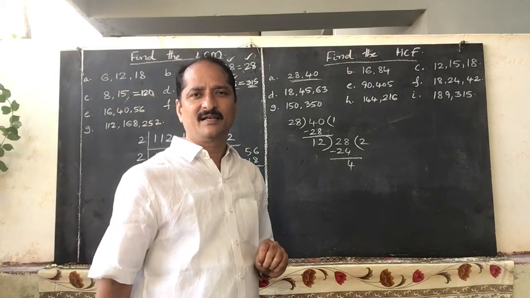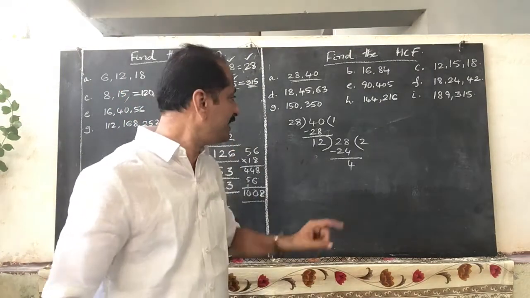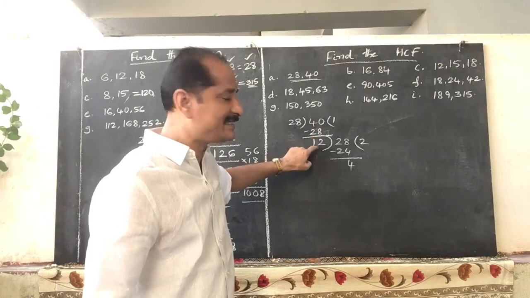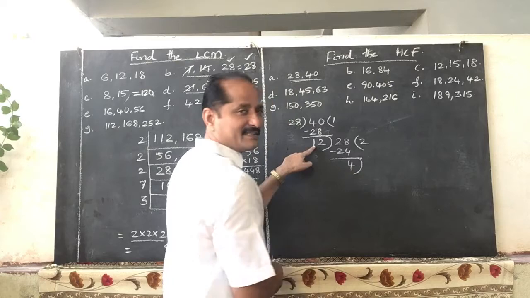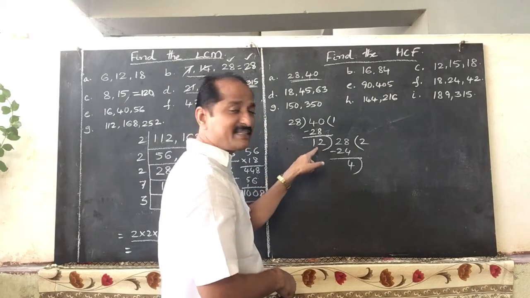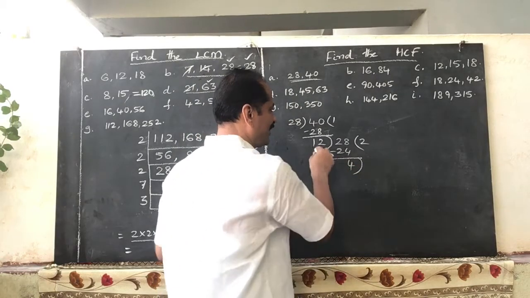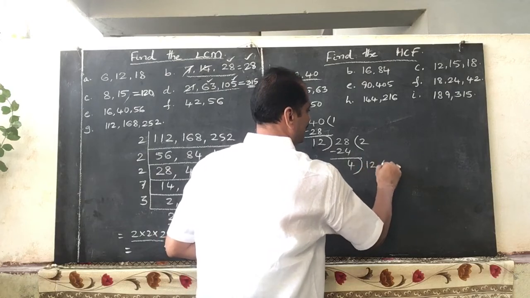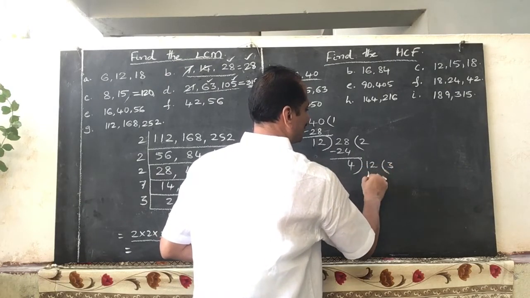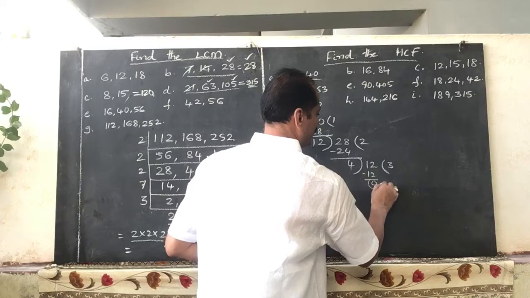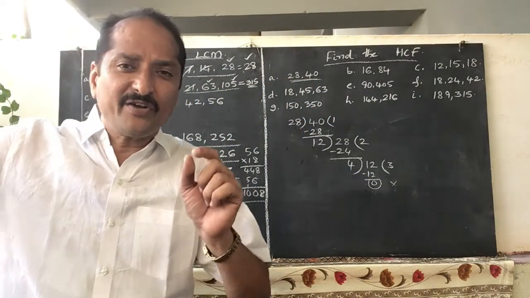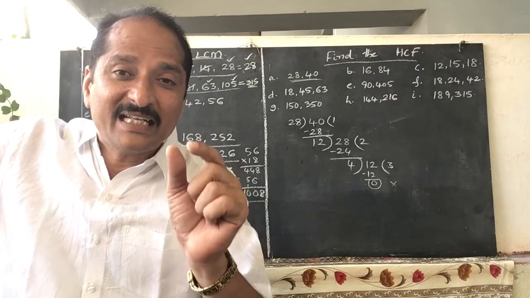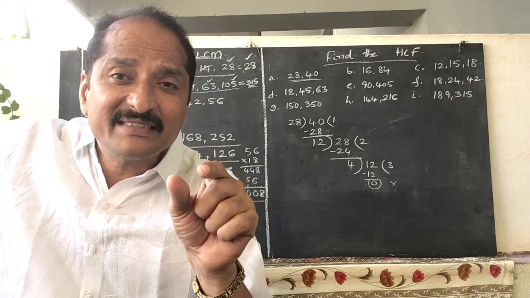Next, take this remainder as the divisor, and take the previous divisor as the dividend. So 12 we are bringing here. Now 4 threes are 12. Remainder is 0. Okay, stop the division here itself. Whenever you are getting remainder 0, at that time, what will be the divisor?